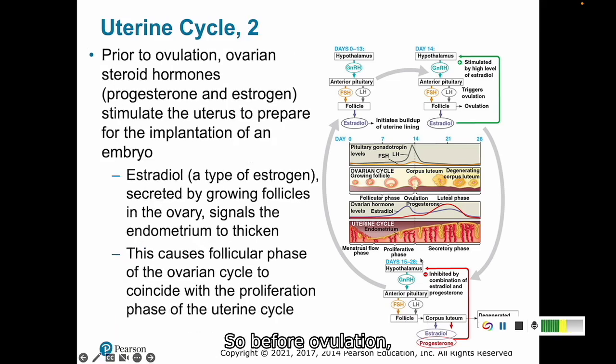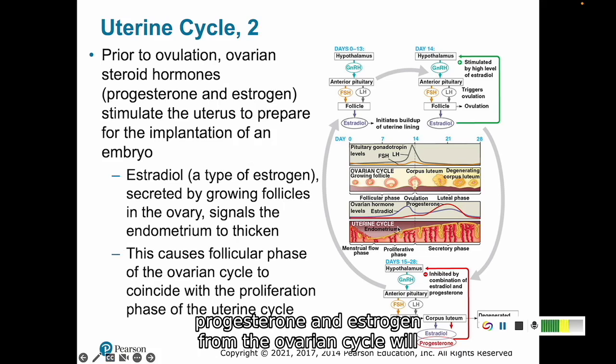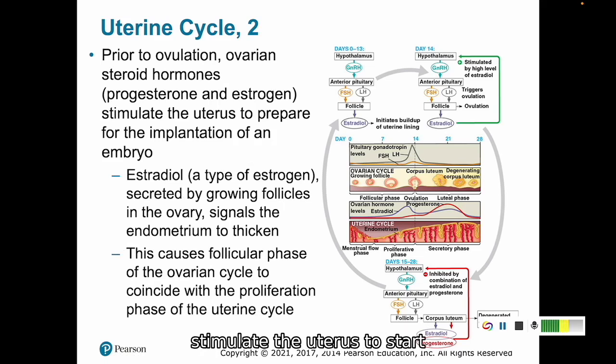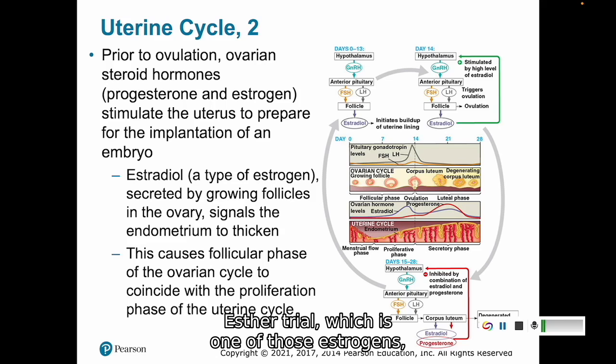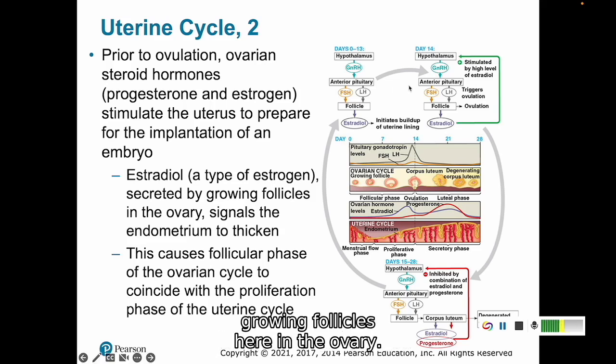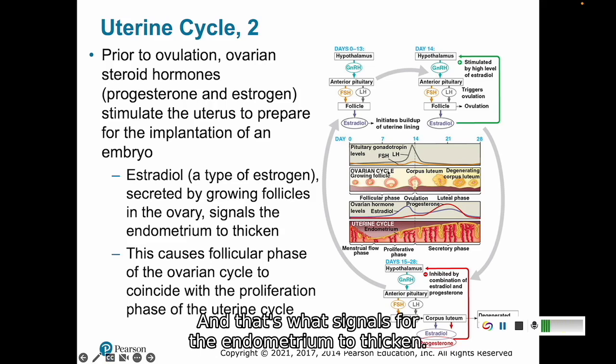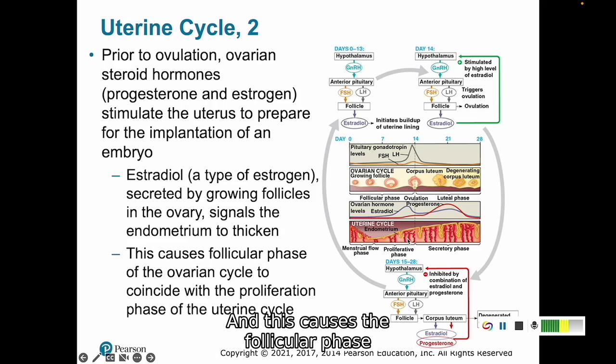So before ovulation, when we are in the proliferative phase, the progesterone and estrogen from the ovarian cycle stimulate the uterus to start preparing for an embryo to be implanted. Estradiol, which is one of those estrogens, will be secreted by these growing follicles here in the ovary, and that's what signals for the endometrium to thicken. And this causes the follicular phase to coincide with the proliferative stage.